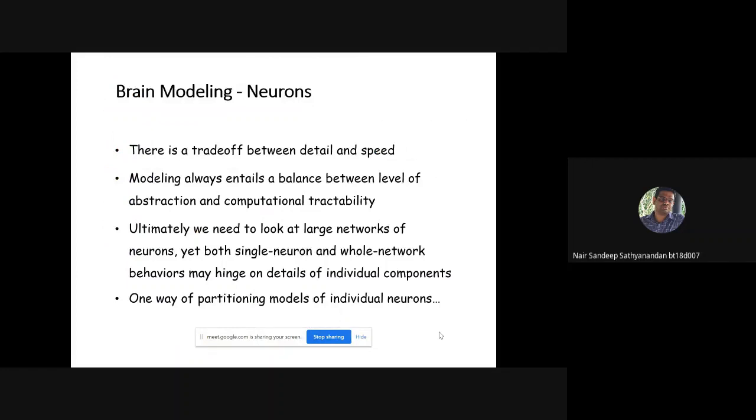we will see how these different levels of modeling can be done. There has to be a trade-off between the detail and the speed, and between computational tractability and abstraction. We are ultimately looking at very large networks of neurons, but we cannot skip the important single neuron dynamics and the picture of a whole network, which can show the behavior. So let us partition the models of individual neurons depending on the details they can show.